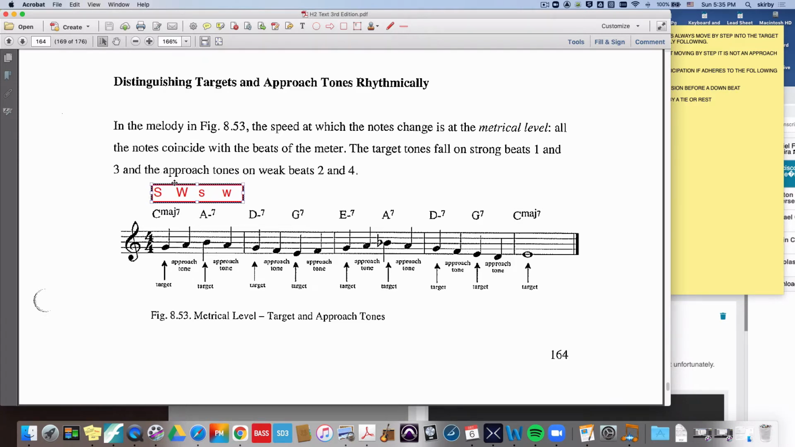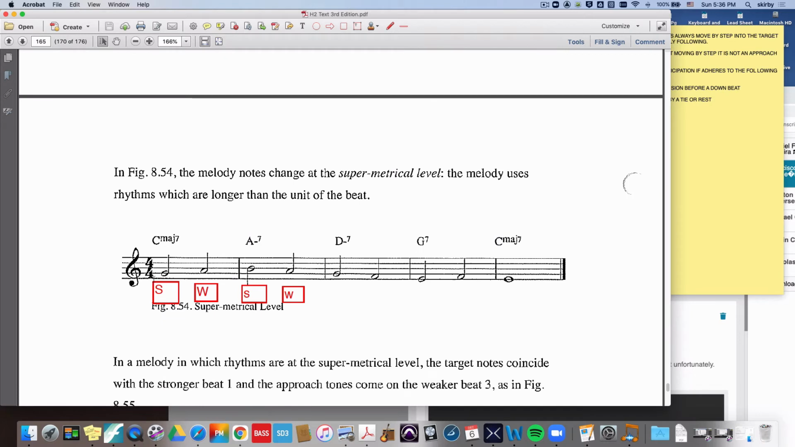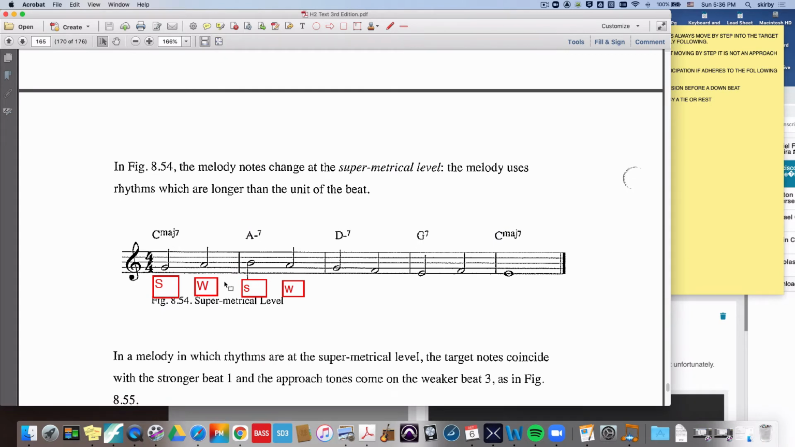Groups of 4 are going to be interpreted or heard as strong, weak, strong, weak. And approach tones can only happen on the weak points of the pattern. Okay? So this is a target, this is an approach. This is a target, this is an approach. And it will go on like that until the melody rhythms change. So at this quarter note rhythm, a target can be on 1 and 3, and approach notes can be on 2 and 4.